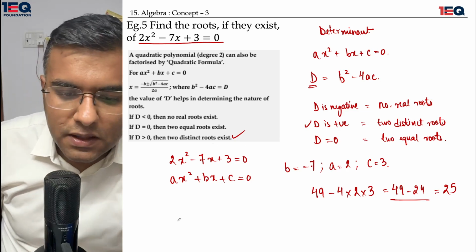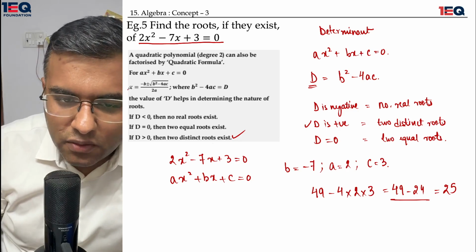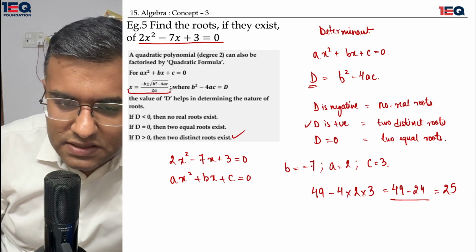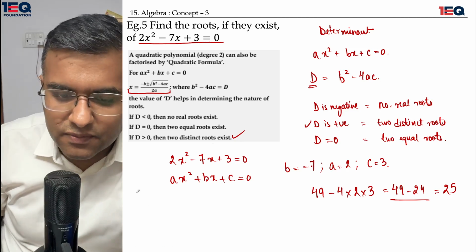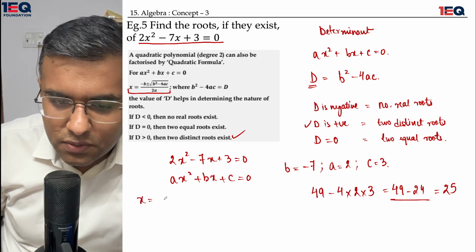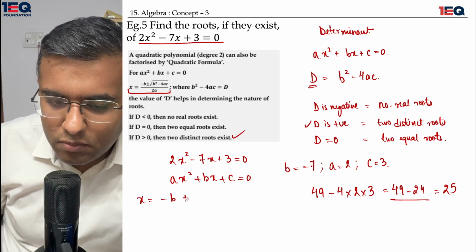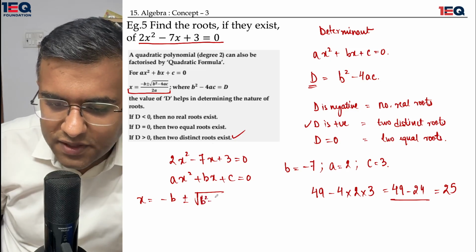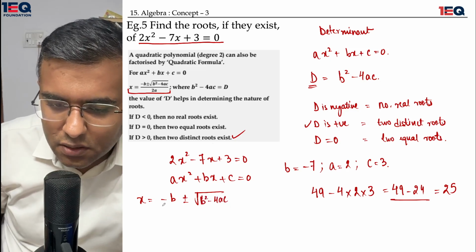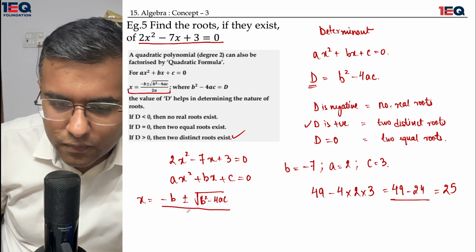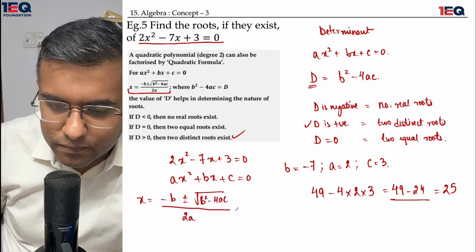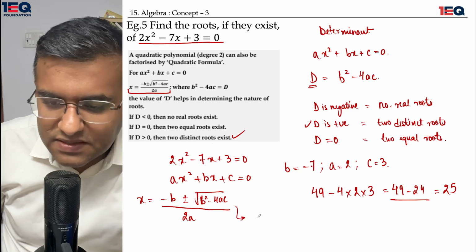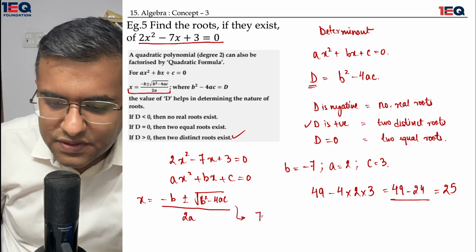Okay. The formula which we are going to use for x, to find out the root, is this. The value of x is equal to minus b plus minus root of b square minus 4ac whole upon 2a. What does minus b stand for? Minus b stands for 7.